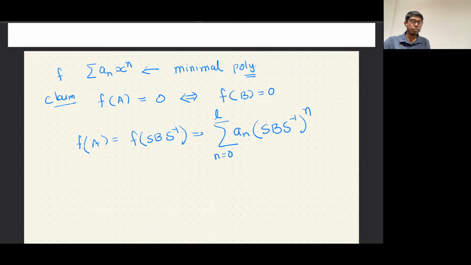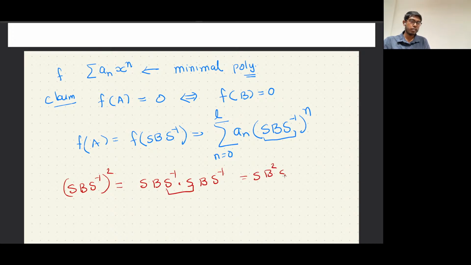So now you see, what can we say about this? If I take the powers of this, so what is this? If I take S B S inverse squared, this is S B S inverse times S B S inverse, and the middle terms cancel, and this equals S B squared S inverse. So this quantity equals S B to the power n S inverse.